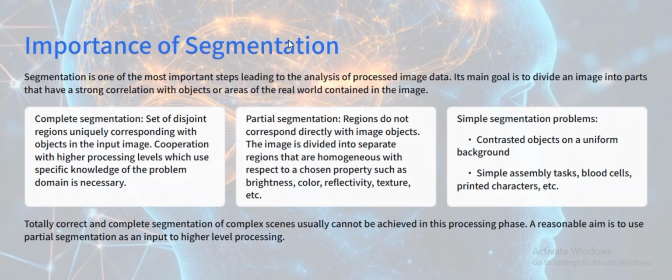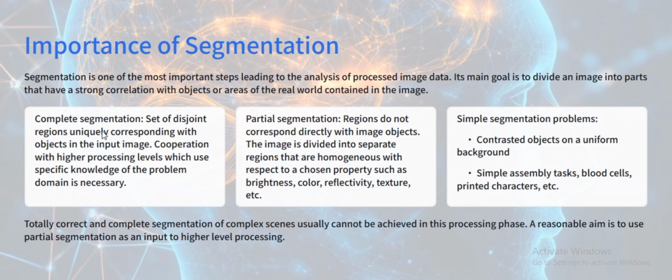It is one of the important steps, leading to the analysis of processed image data. That is, we process the image and get the exact data that we need in the whole sum of the images, right? So that is called segmentation. That is, we are dividing the image into different parts based on the parts having strong correlation or strong relation.